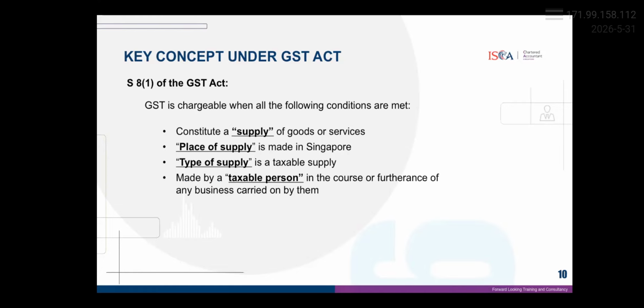Let's take a look at where the authority to charge GST is given. The authority to charge GST is given by the GST Act. It states that GST is chargeable when all the following conditions are met. When that transaction, that sale, constitutes a supply of goods, the place of supply is in Singapore, the type of supply is a taxable supply, and it is made by a taxable person in the course or furtherance of any business carried on by him. When all these conditions are met, then GST has to be applied.